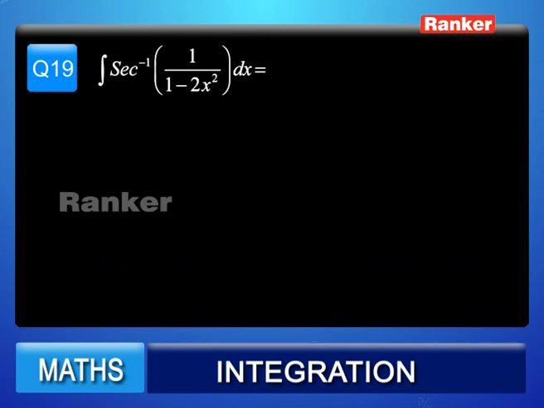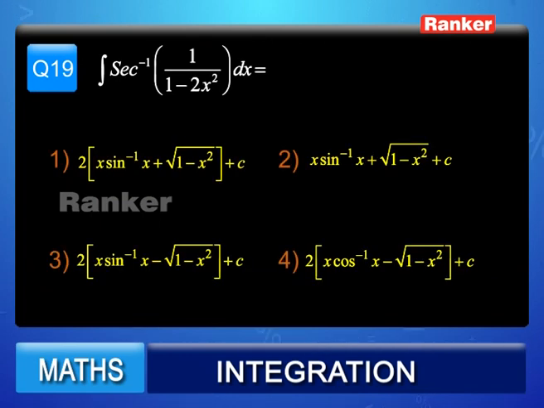So let's move on to question number 19. Integral of secant inverse of 1 by 1 minus 2x square dx. The options are: first option, 2 times of x sin inverse x plus root over 1 minus x square. Second option, x sin inverse x plus root 1 minus x square plus c. Third option, 2 times of x sin inverse x minus root over 1 minus x square plus c. Fourth option, 2 times of x cos inverse x minus root over 1 minus x square plus c.